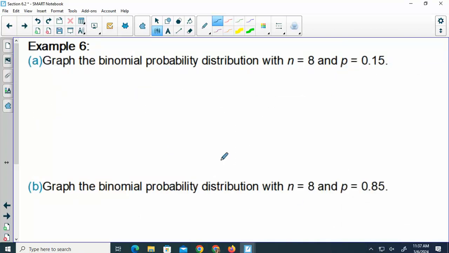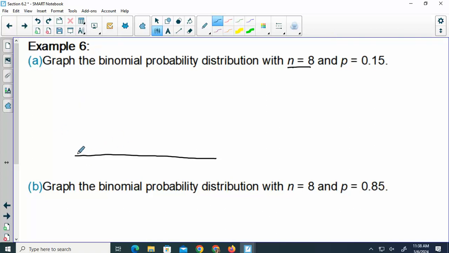Graph the binomial probability distribution with n equals 8 and p equals 0.15. I want to be able to describe the shape of this. I think there were a few on your homework, or at least one maybe, that asked you to draw the graph of a distribution. So my n is the number of individuals that we're looking at. We would have to either calculate all of these probabilities, or if it's on our table, we could just look at our table. So do we have the n equals 8 and the p of 0.15 on our table? Yes. So lucky for us, we can go there.